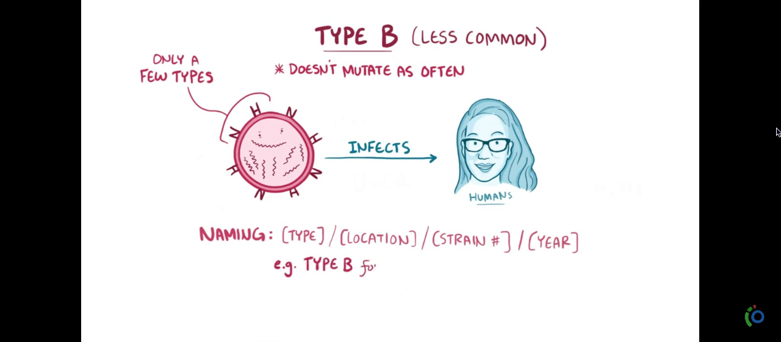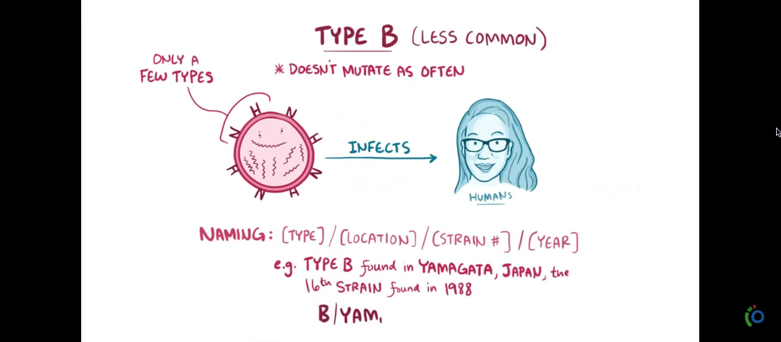For example, a Type B virus found in Yamagata, Japan, which is the 16th strain discovered in 1988, will be called B. Yamagata 1688.